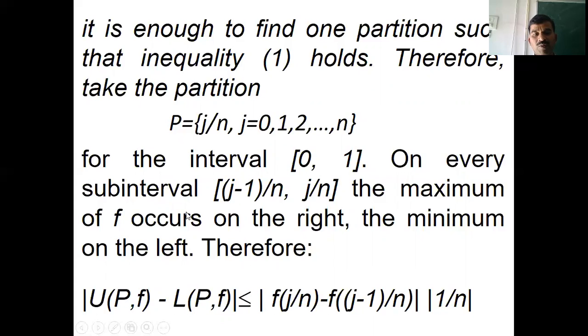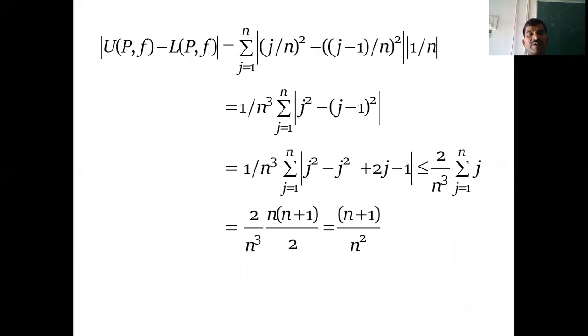Then the maximum of f occurs on the right-hand side and the minimum of f on the left-hand side. Therefore, the condition UPF minus LPF is an upper sum minus a lower sum, which we can find through examples of the function. It is a summation of delta r, that is 1 by N, so ultimately the length is (j by N) whole square minus ((j minus 1) by N) whole square.